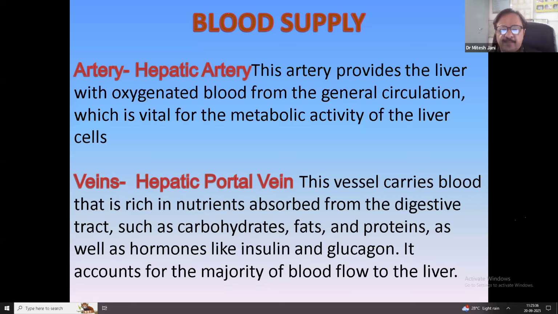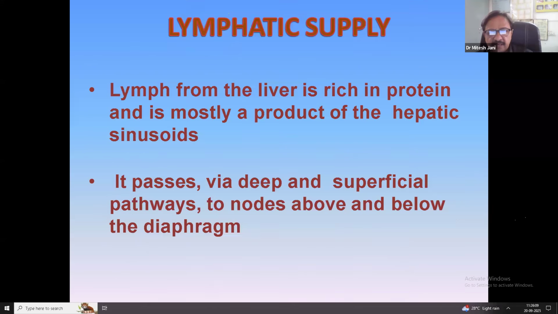The veins: the important hepatic portal vein. These vessels carry blood that is rich in nutrients absorbed from the digestive tract, such as carbohydrate, fat, and protein, as well as hormones like insulin and glucagon. It accounts for the majority of the blood flow to the liver. So the portal vein carries the important constituents from the digestive tract to be metabolized, and also the hepatic vein drains the deoxygenated blood.